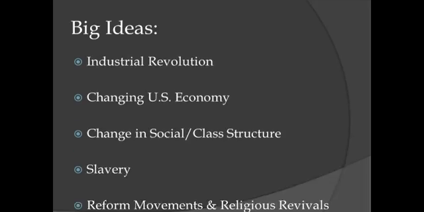So the big key ideas we're going to talk about are the Industrial Revolution, the changing U.S. economy, change in social and class structure, slavery, and reform movements and religious revivals. We're not going to talk about all of these in Part 1. We're just going to talk about a few of them, but I wanted to introduce the big ideas for the entire unit right at the start of the presentation.